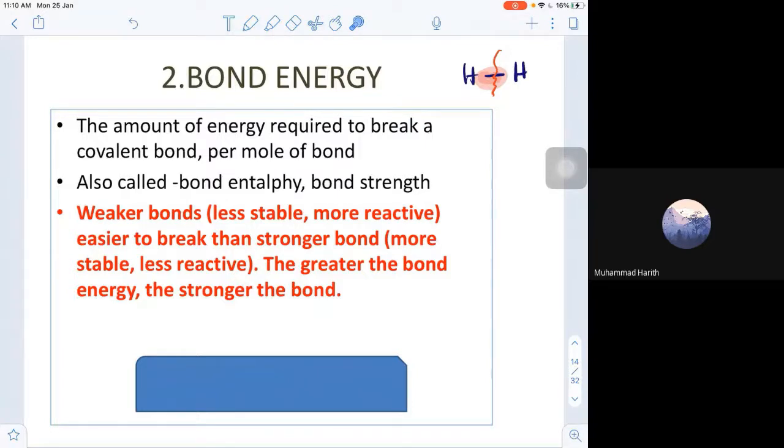Of course, the relationship is, the greater the bond energy indicates that the bond is stronger. The greater the bond energy, the stronger the bond. The stronger the bond, the more energy needs to be provided to break it.